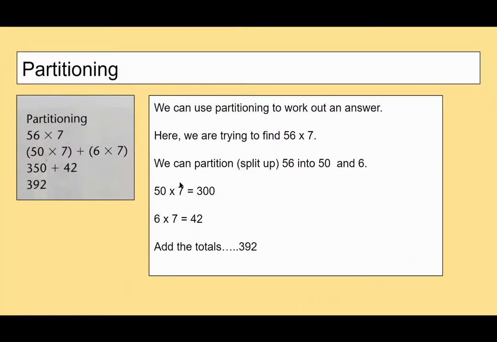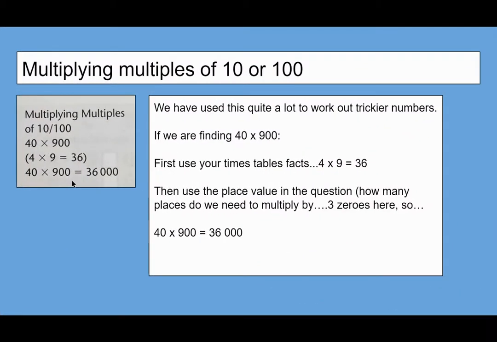Partitioning. So partition is when we split apart a number. And we can use this to work out an answer as well. So here we're looking at 56 times 7. So what I would do here, if I was going to do this mentally, in my head, I'd do 50 times 7, but I'm writing down what I'm doing each time. 50 times 7 is 350. 6 times 7 is 42. Add them together, 392. So again, write down each step that you do. Don't just write your answer.